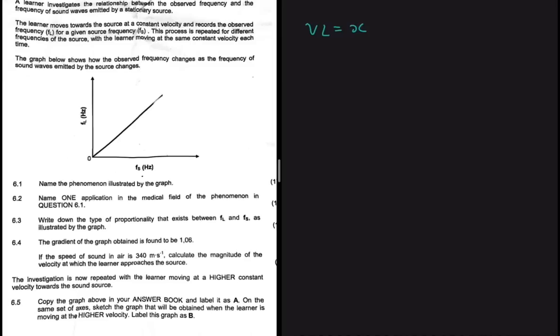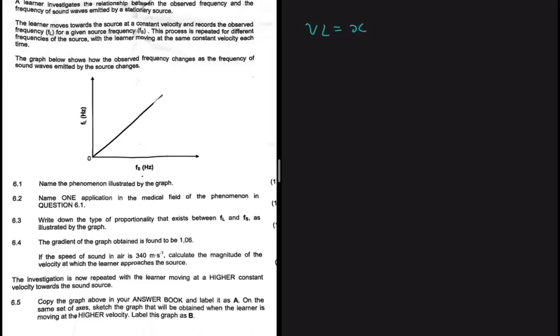So we have the velocity of the listener being constant, right? Let's call it x, and then the learner records the observed frequency FL for a given sound source frequency. This process is repeated for different frequencies of the source, with the learner moving at the same constant velocity each time, right? The graph below shows how the observed frequency changes as the frequency of sound waves emitted by the source changes. And then we have a graph there which we're going to talk about in a moment.